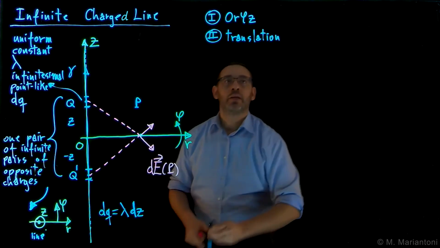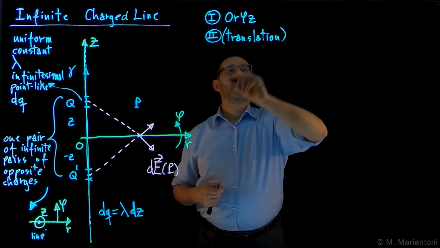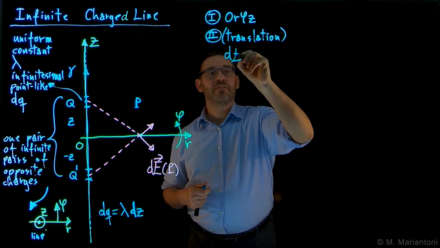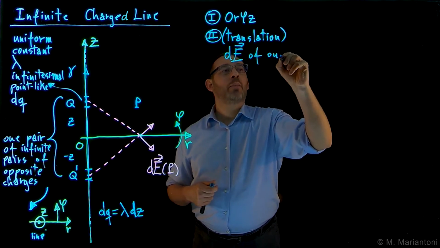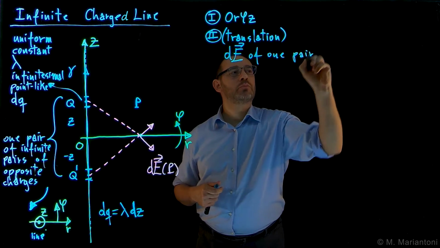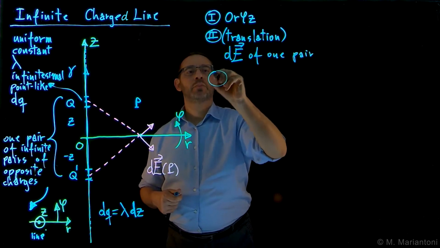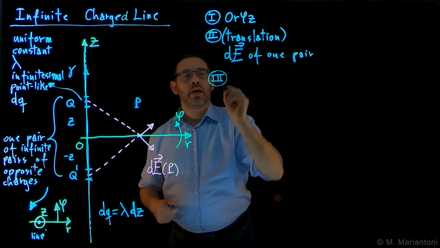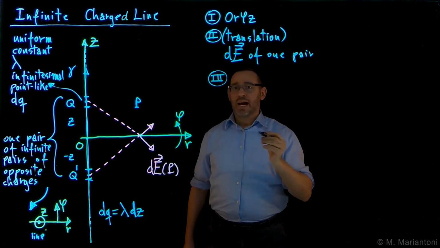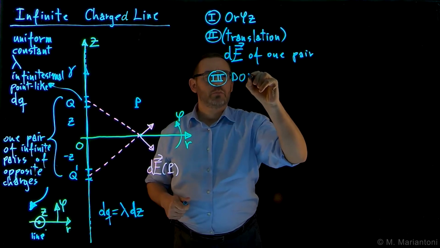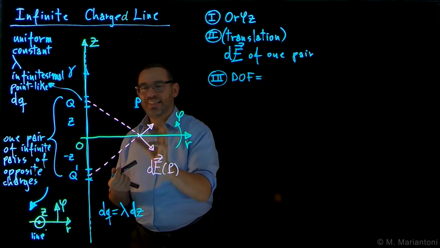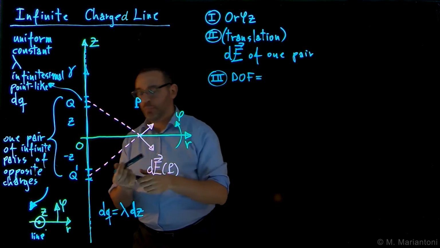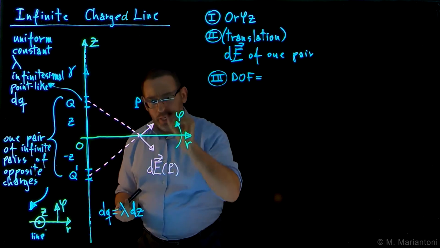All right. So now we know these dE's. So we found translation, in parentheses, we'll come back to this. Most importantly, we identified the dE's of one pair of charges. The next step, step 3, is to identify the degrees of freedom. Okay, so if we look at this, we know that this argument can be repeated for all the infinite pairs, so it's the same.